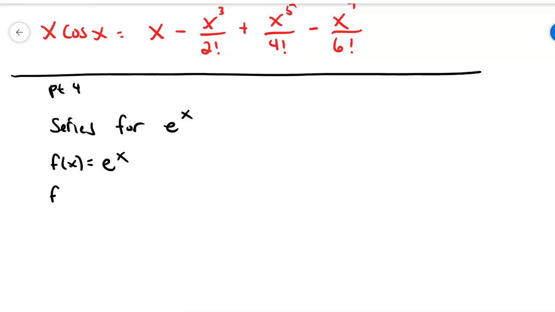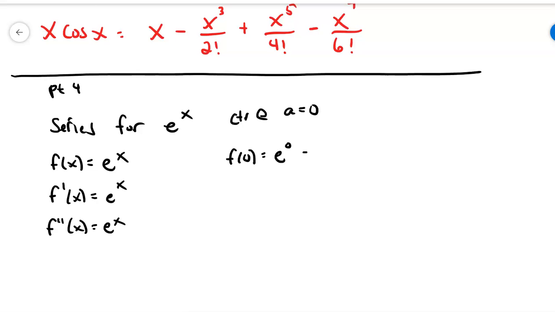If I go through my process like I did before of, well, let's take the first derivative, and then let's take the second derivative, and then let's take 100,000 more derivatives, and look, we always get e to the x. What if I want to center this at a equals 0? So that means that f of 0 is going to be e to the 0, which is 1. f prime of 0 will be e to the 0, which is still 1. And f double prime of 0 will be e to the 0, which is still 1, which is going to make all of the coefficients in our series equal to 1.